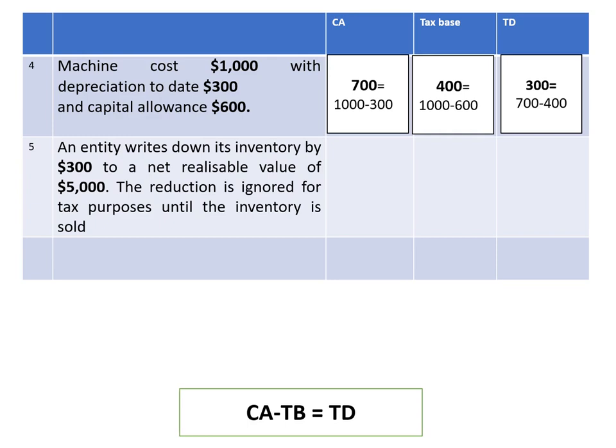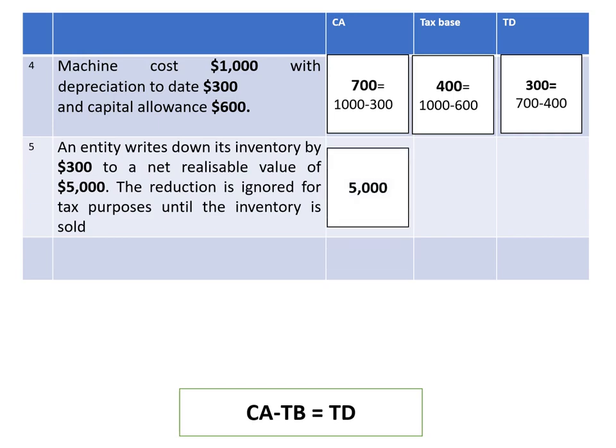An entity writes down its inventory by $300 to a net realizable value of $5,000. The reduction is ignored for tax purposes until the inventory is sold. Okay? So our inventory, remember what is the rule in IAS 2? The rule in IAS 2 is that we recognize inventory at the lower of cost and net realizable value. That is the reason for this reduction. So we've reduced it to 5,000, so our carrying amount is 5,000 as we've been given.